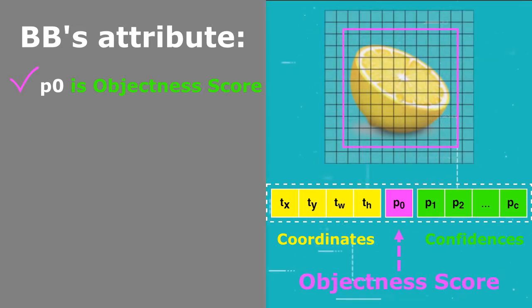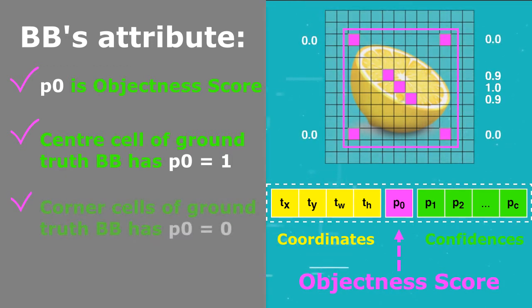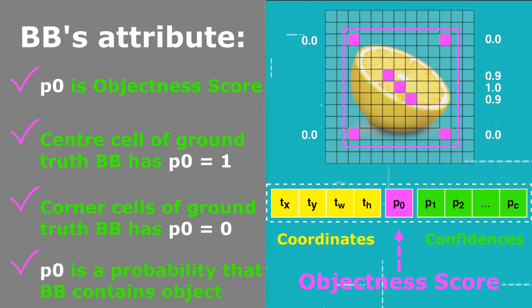Do you remember that YOLO version 3, when training, assigns the center cell of the ground truth bounding box to be responsible for predicting this object? Consequently, this cell and its neighbors have an Objectness Score nearly 1, whereas corner cells have an Objectness Score almost 0. In other words, the Objectness Score represents the probability that this cell is a center cell responsible for predicting one particular object and the appropriate bounding box contains an object inside.